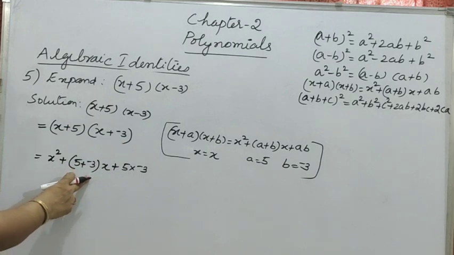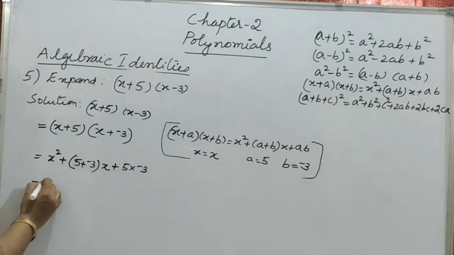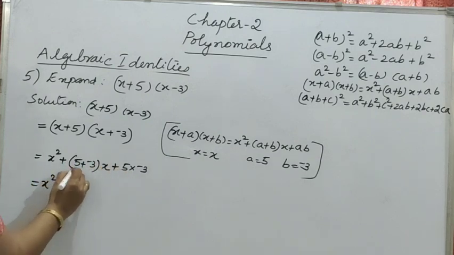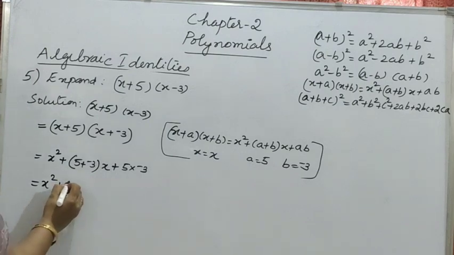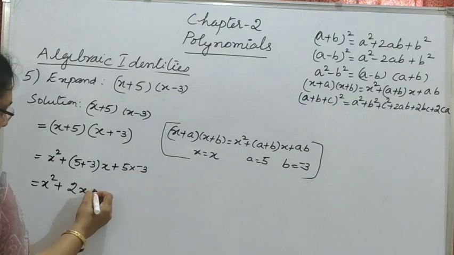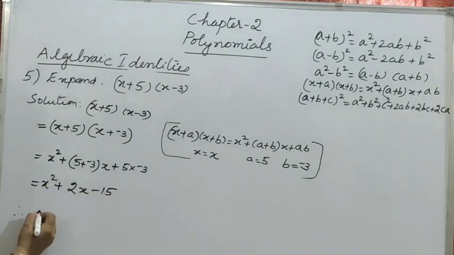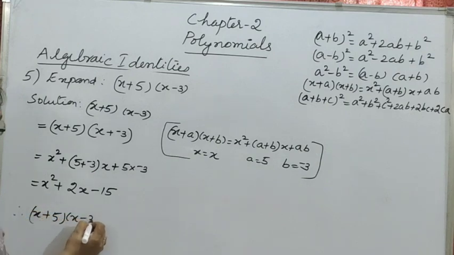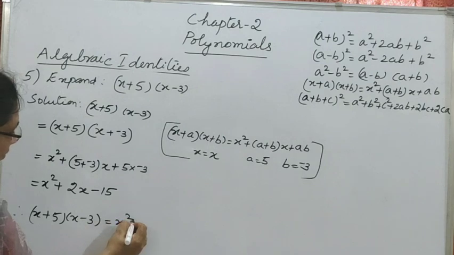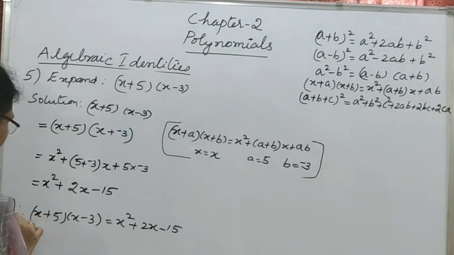According to that, some changes will come in the answer. So 5 plus minus 3 into x, 5 into minus 3. It is equal to x square plus 5 plus minus 3, which is 2, so 2 into x, 5 into minus 3, which is minus 15. Therefore, we can write the answer: x plus 5 into x minus 3 equals x square plus 2x minus 15.